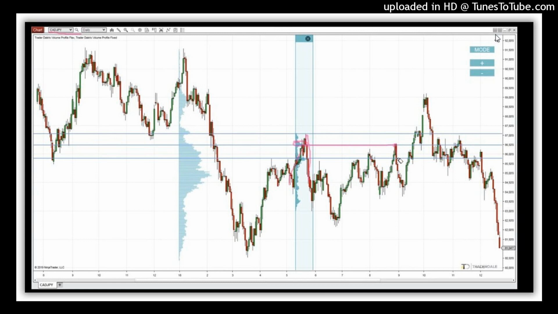Now I should also mention the volume-based take profit, right? In this case, it would be in here. So the entry point would be here.